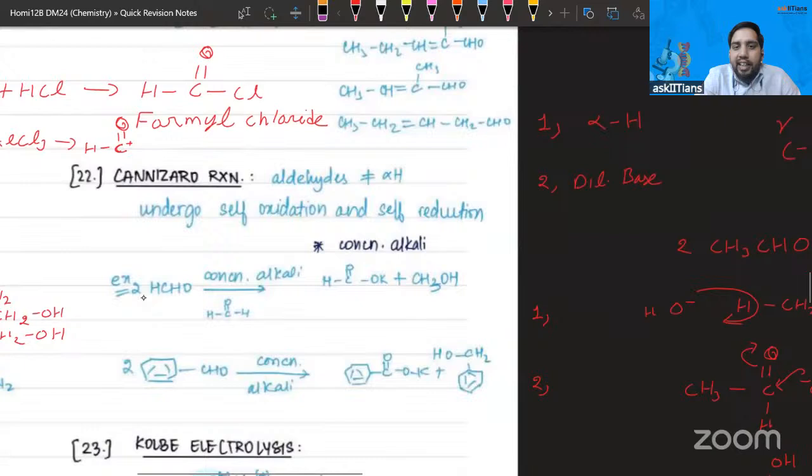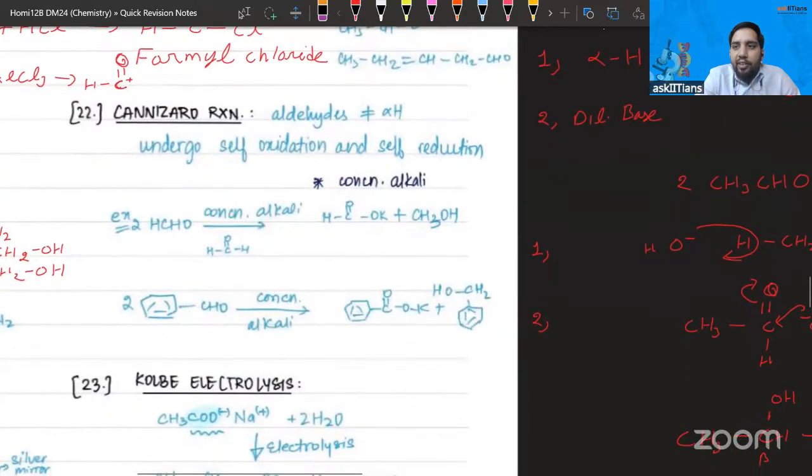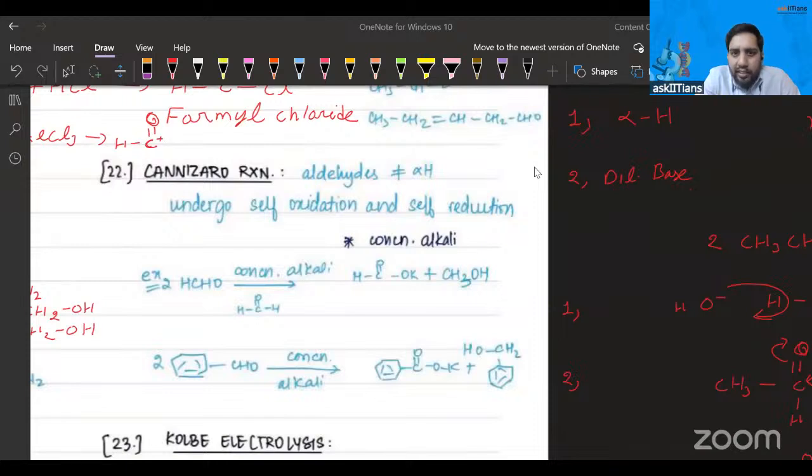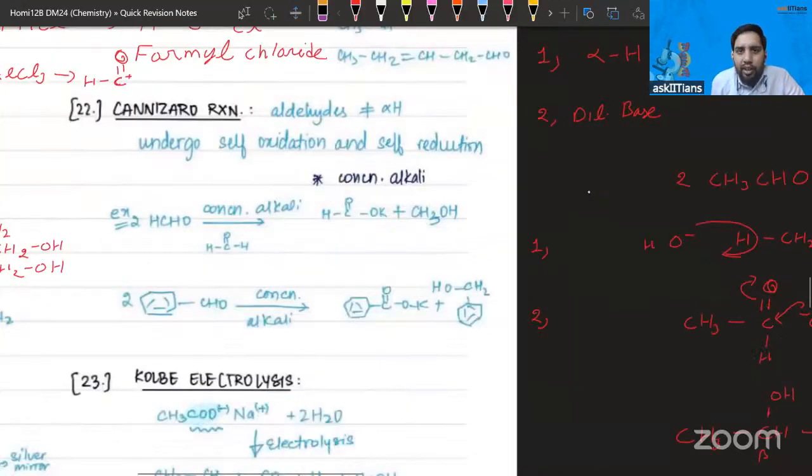The next reaction is the Cannizzaro reaction. In the Cannizzaro reaction, the conditions are reversed. There must not be any alpha H. Concentrated alkali must be there. Concentrated NaOH or KOH we have to take.